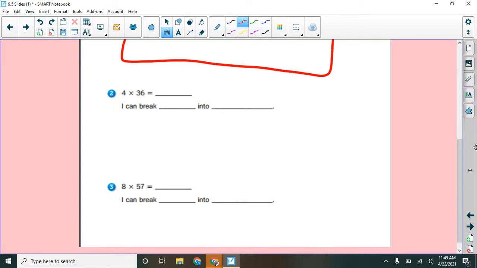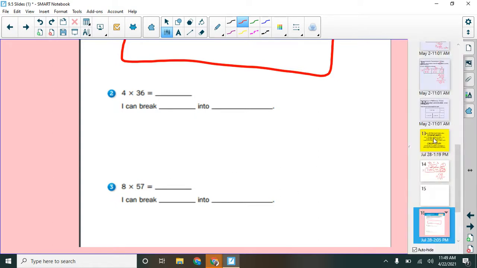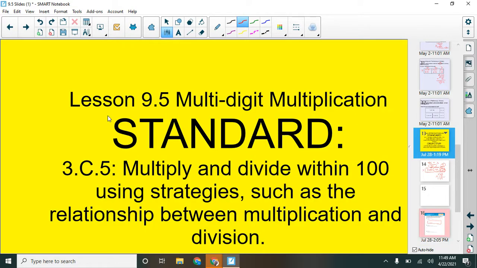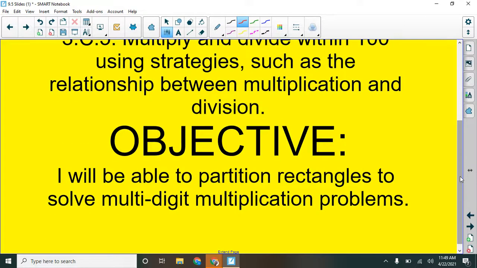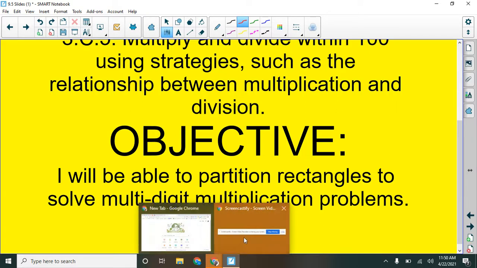All right, we are partitioning rectangles today, right? This is part of our standard. Now, I will tell you, our standard says to divide within 100, right? So some of these are going to go above 100, and that's how the world works, right? The numbers go past that. So our goal is to be able to partition rectangles to solve multi-digit multiplication problems. All right, reach out to me if you need any help, and good luck.